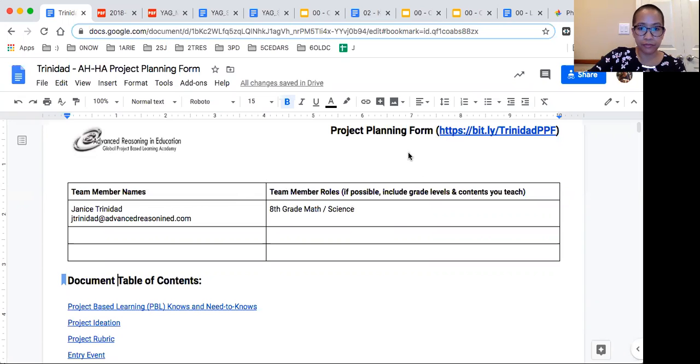The project planning form that I'm going to be discussing for most of this video can be found at this URL, bit.ly/TrinidadPPF. It's at the top up here. It is case sensitive, but if you want to take a closer look at what I talk about after the video, you can go to that website.